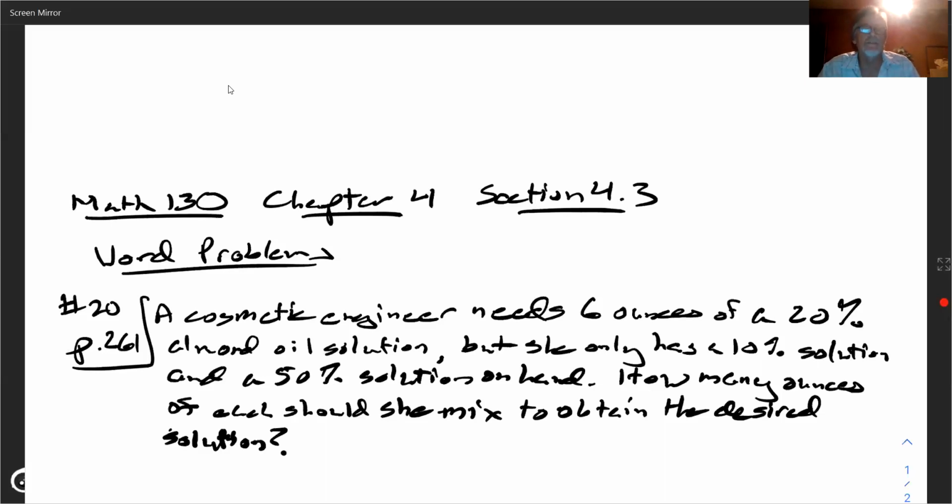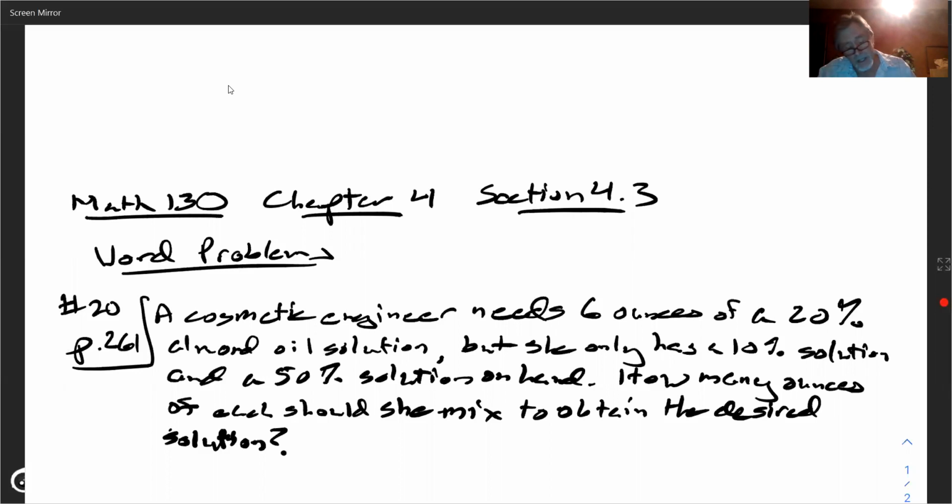It says a cosmetic engineer needs 6 ounces of a 20% almond oil solution, but she only has a 10% solution and a 50% solution on hand. So how many ounces of each should she mix to obtain the desired solution?